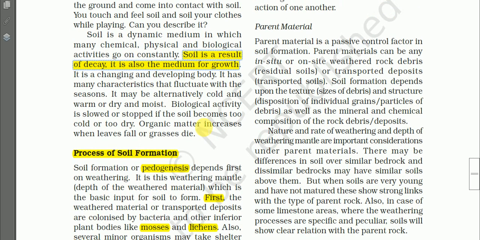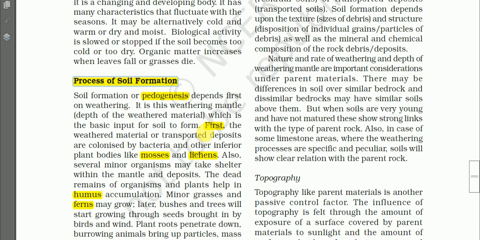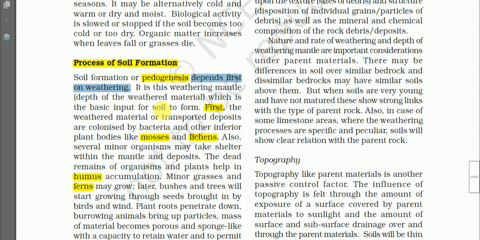Next, we have a process of soil formation, how soils are formed. We have a technical term known as pedogenesis. So pedogenesis means the process of soil formation. Pedogenesis depends first on weathering. So this is a prerequisite for the formation of soils.